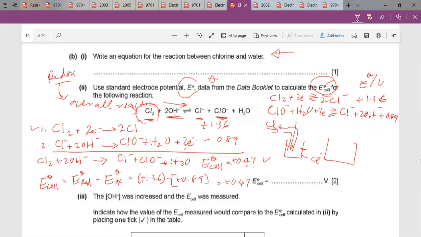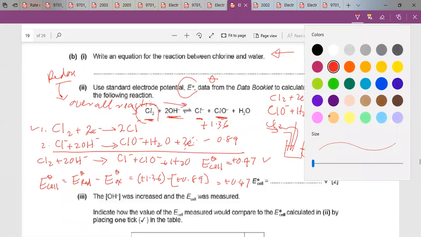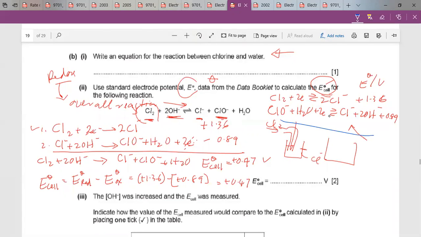Which means the other one, of course, with OH, goes the other side. OH and your Cl minus, which is this one here. Now this is OH going backwards. This one here is going this way. I put this one forward first because chlorine is over here, it's plus 1.36. Now I go backwards. I write the other way, Cl minus plus 2 OH minus, and I reverse the sign.